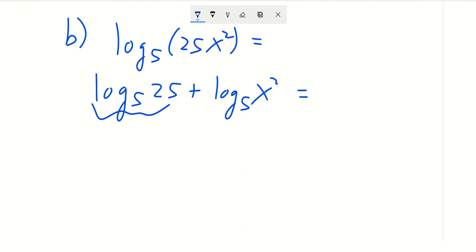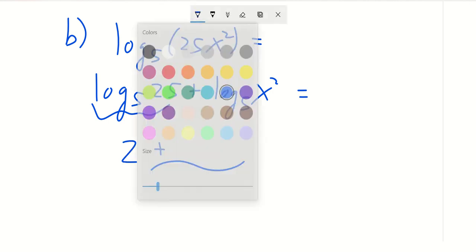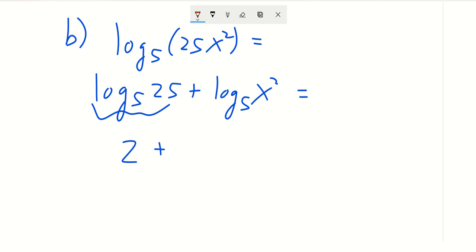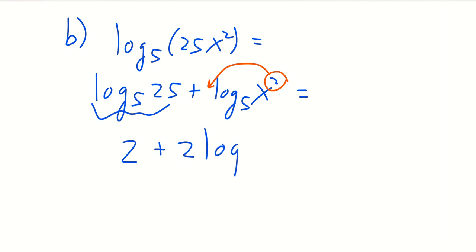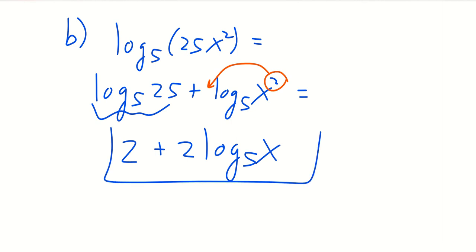This is yet another value we can calculate explicitly. Log base 5 of 25 is going to be equal to 2, simply because 5 to the second power gives us 25. And then for the second term, we can use the power rule to bring that 2 down in front as a multiplication to get 2 log base 5 of x. So that's your answer to part B. We're able to successfully expand this logarithm.